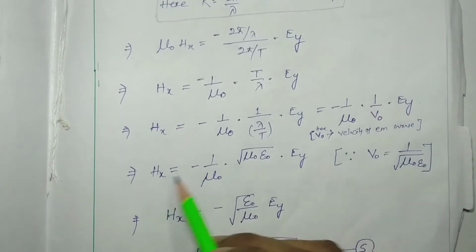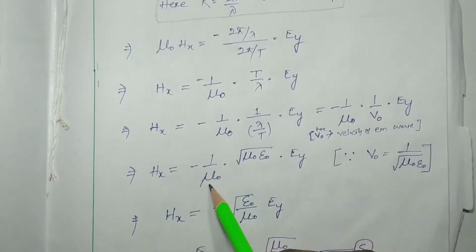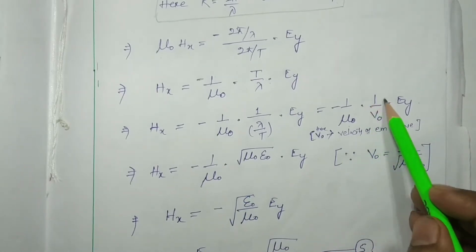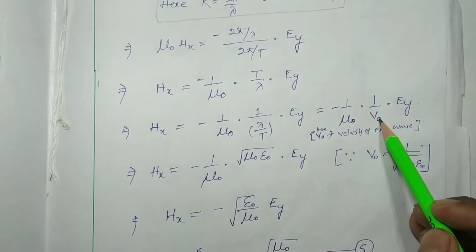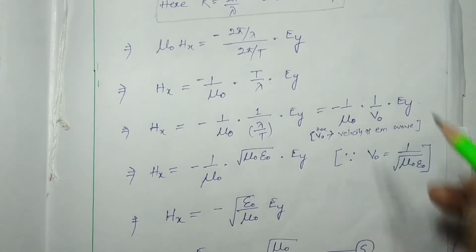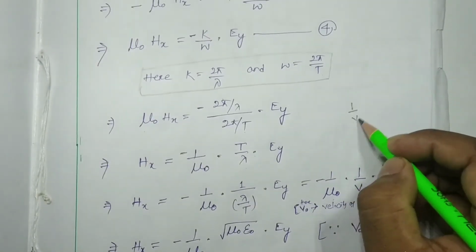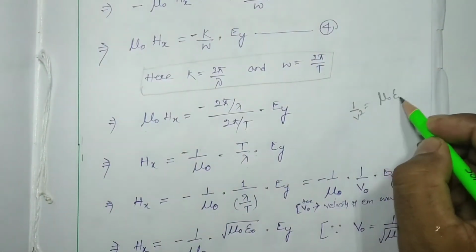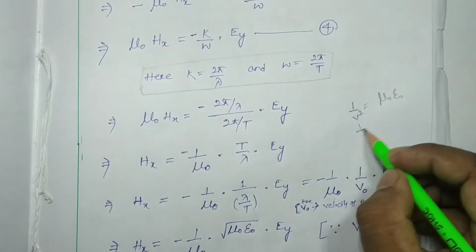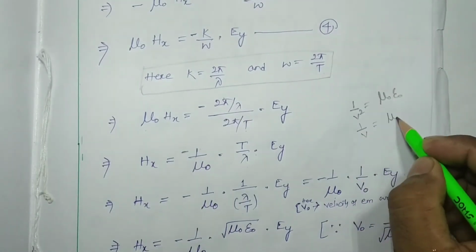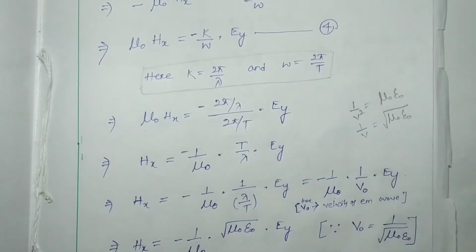So that implies Hx will be equal to minus 1 by mu 0 into, we know that 1 by v squared is nothing but mu 0 epsilon 0. So 1 by v is nothing but the root of mu 0 epsilon 0.